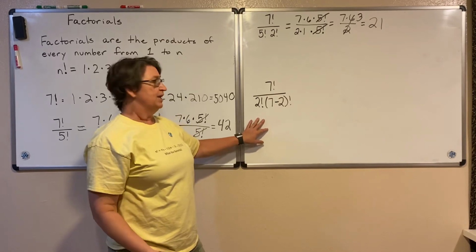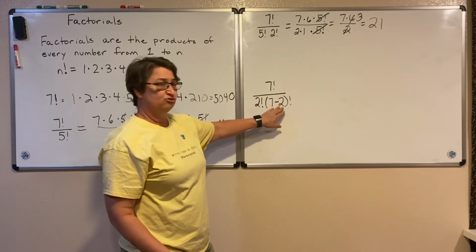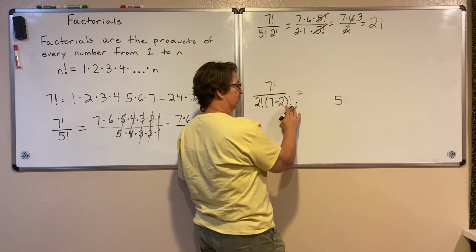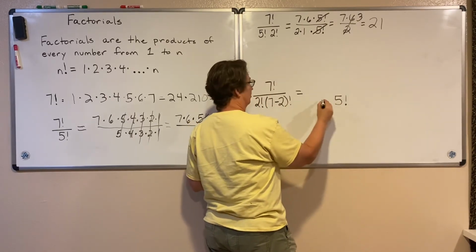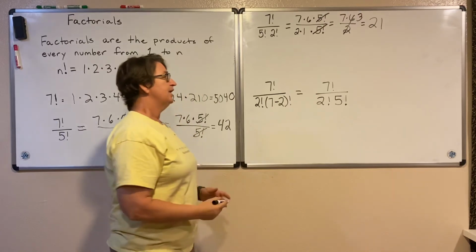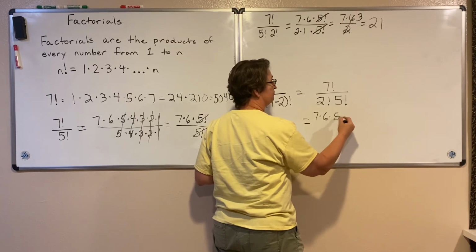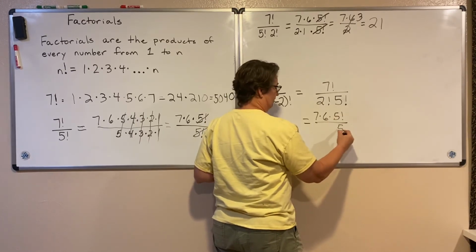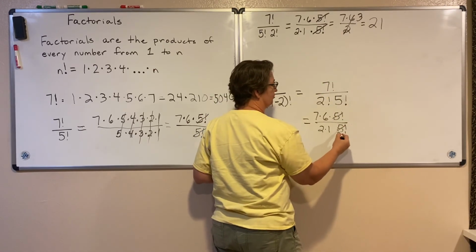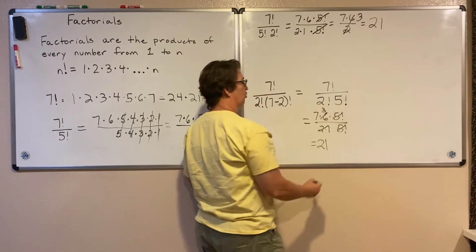Let's do this one. Here, I need to do inside the parentheses first. So I have 7 minus 2, which gives me 5. And that factorial is on the outside. So it's 5 factorial. And there's still a 2 factorial there being multiplied. Now, I'm going to simplify again. So I have 7 times 6 times, I'm going to stop at that 5 factorial. And that's the same as what I had before. So the 5 factorials cancel, the 2 goes into 6 3 times, and I still have 21.